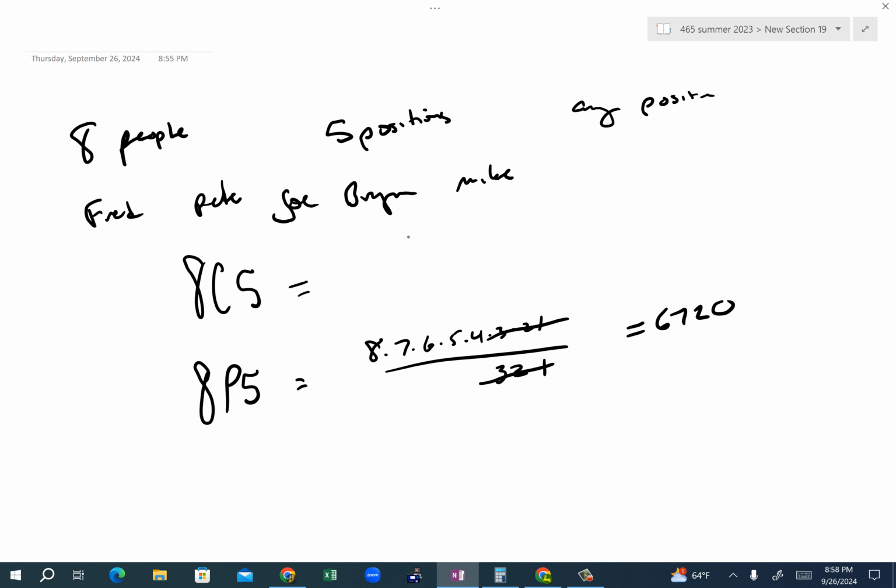If it's not a permutation, then it's 8, 7, 6, 5, 4. Divide by 5 factorial, because all the rest of this canceled off, which of course is 5 times 4 times 3 times 2 times 1. Of course, you can use your calculator for this. I do not care. There's 20, there's 6, there's 56 ways to pull this off.